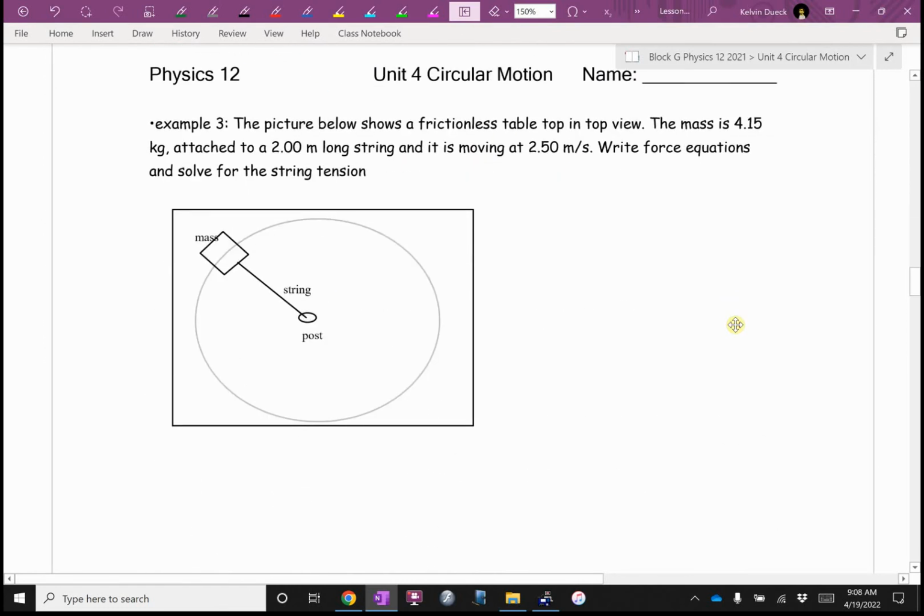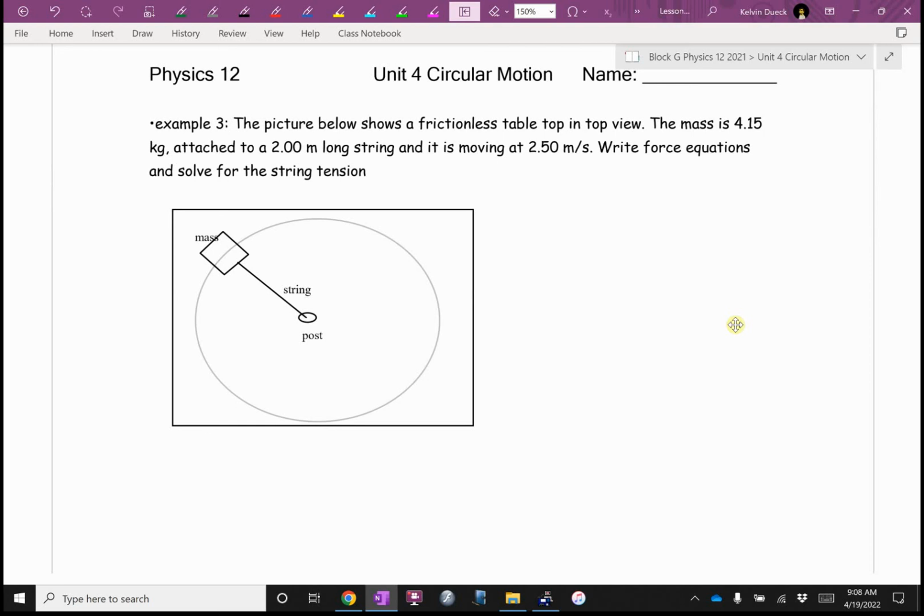Example 3. The picture below shows a frictionless tabletop in top view. The mass is 4.15 kilograms. It's attached to a 2-meter long string. It's moving at 2.5 meters per second. Write force equations and solve for the string tension.